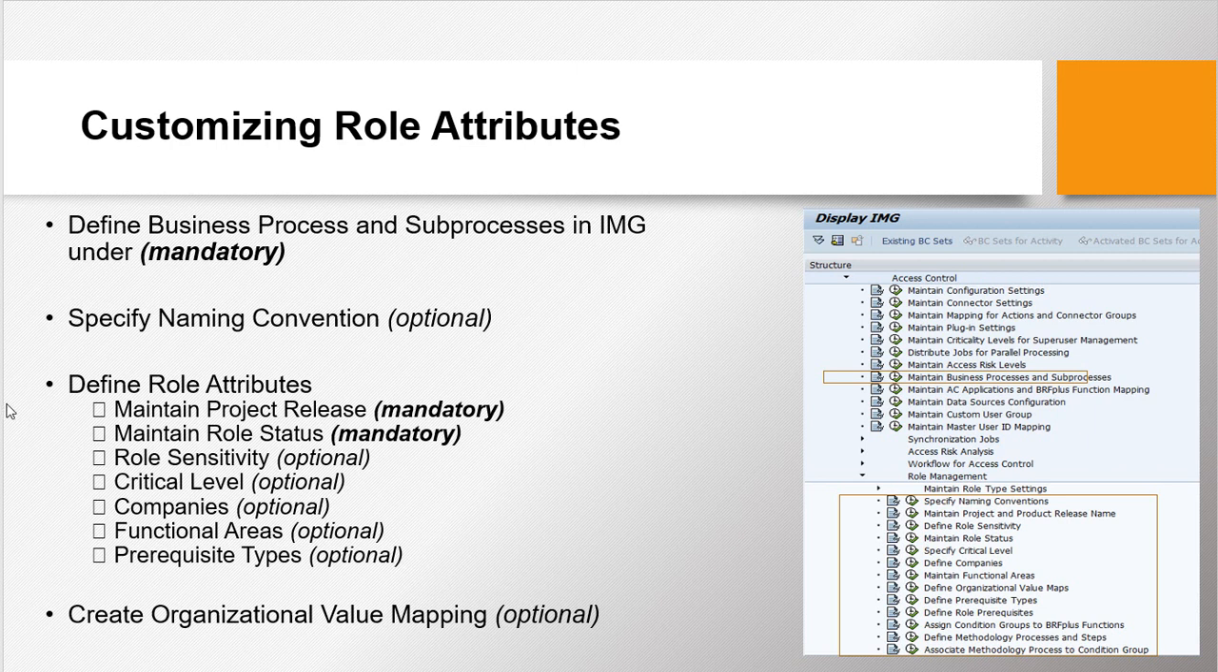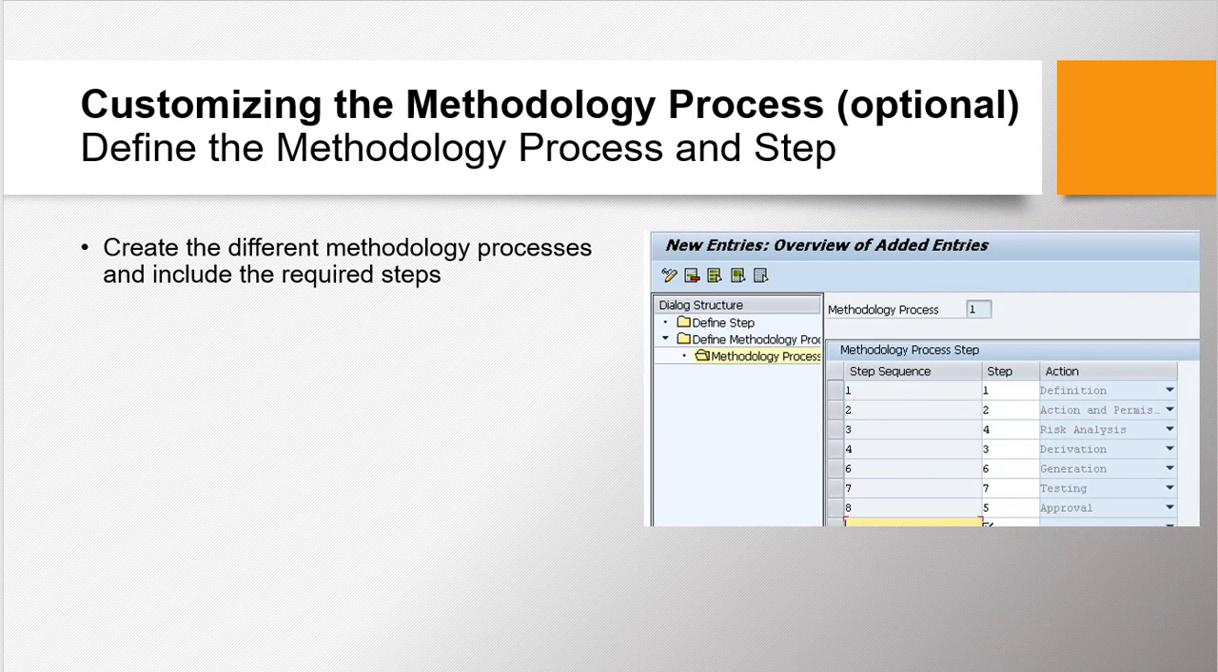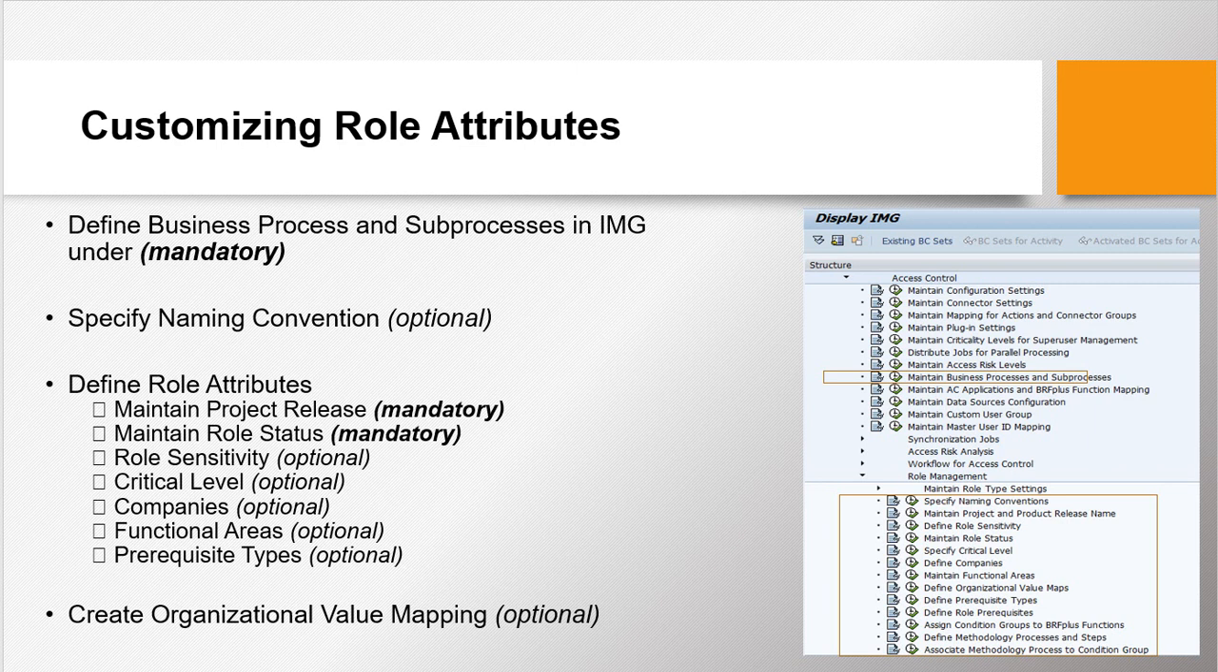Other role attributes that you have to maintain are the project release, which is also mandatory. Role status is mandatory. Again, like I said, mandatory attributes can be used for the MSMP flow. Role sensitivity: you can create critical levels and assign them to the roles. Companies, functional areas, the roles that belong to certain functional areas, and the prerequisites for creating or assigning a role. You can also do organizational mapping, the org level mapping that we do in roles. We can do that also.